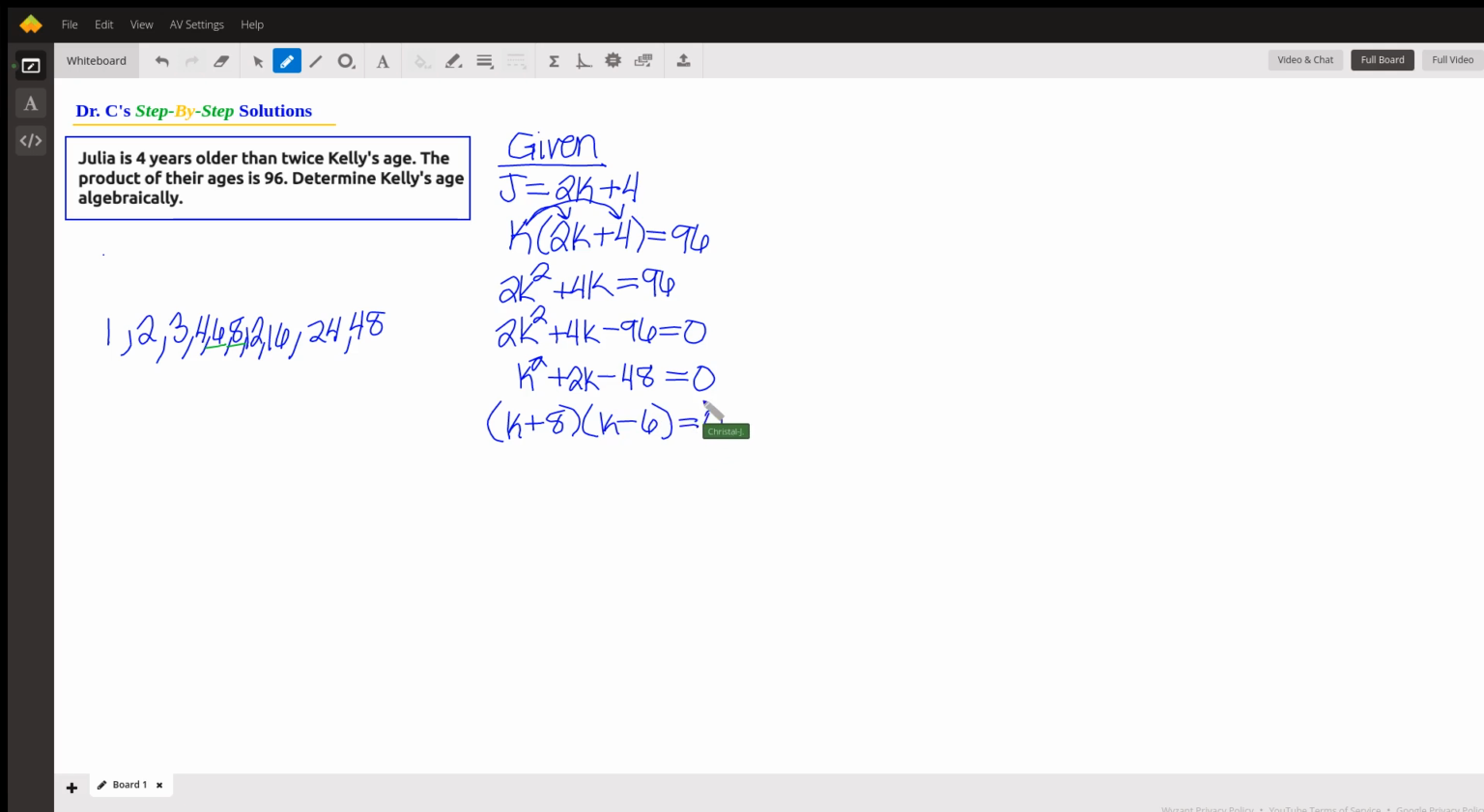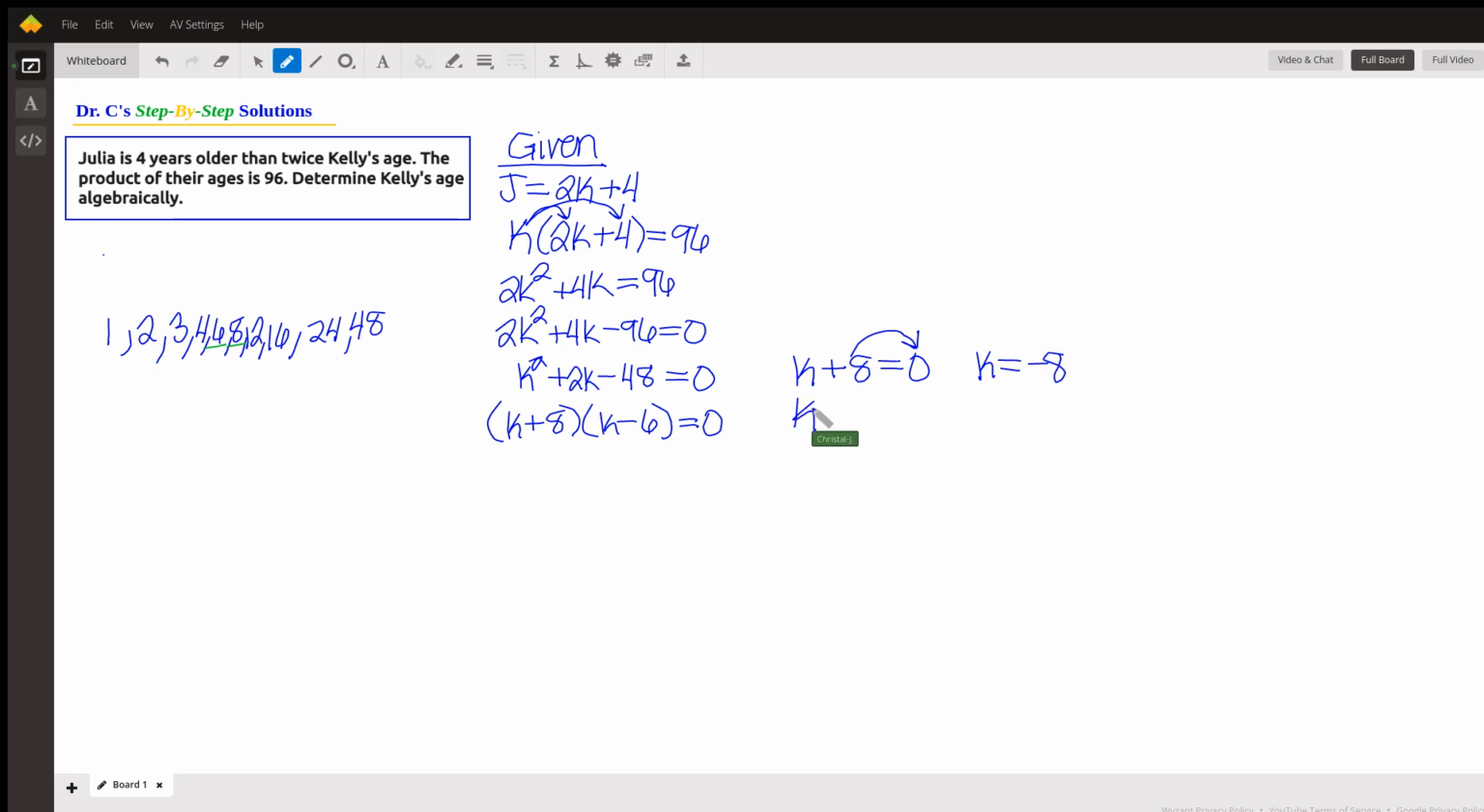All right. So to figure out Kelly's age, we're doing K, pretty much moving it over. I'll write it out a little bit differently for you. K plus 8 equals 0. In order to get K by itself, we'll subtract 8 on both sides. And that gives us K equals -8.